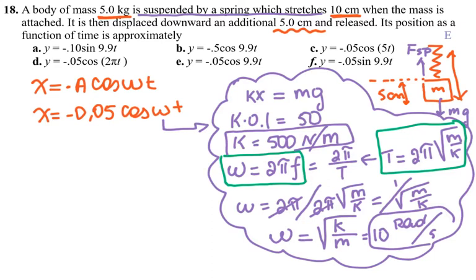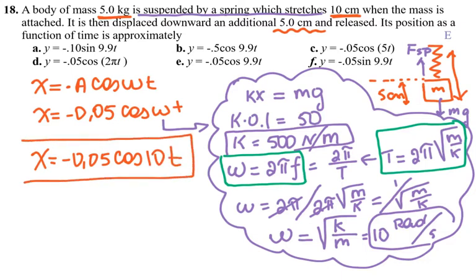Now if I go back and plug into my equation, I have x is equal to negative 0.05 cosine of 10t. So that would be my solution, and that looks like it is E.